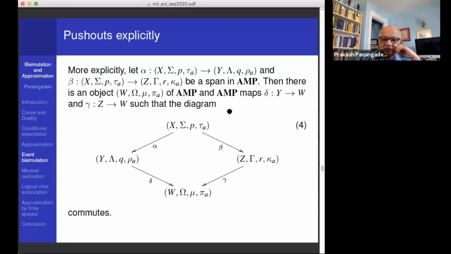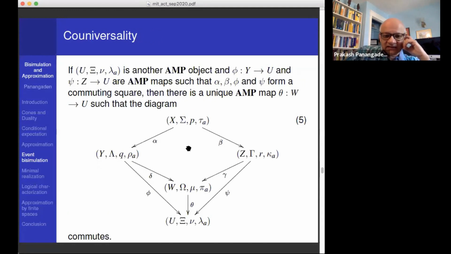So we can explicitly construct pushouts in this category. This is just a definition of what pushout means, I guess. And this is the co-universality property of pushouts. So I have maps like this. I can construct a pushout in such a way that if I find another object with morphisms like this that make everything commute, then there's a unique morphism like that that makes everything in this picture commute.